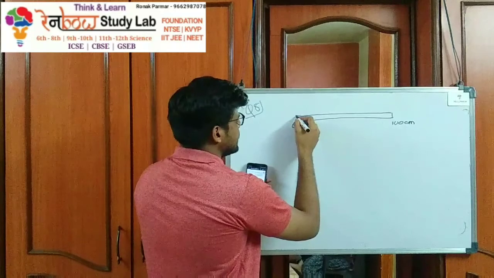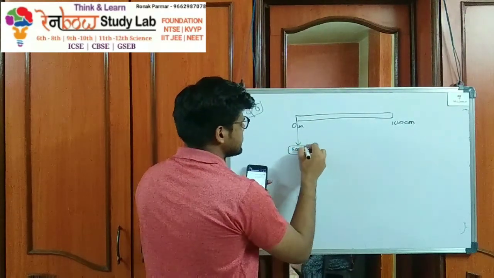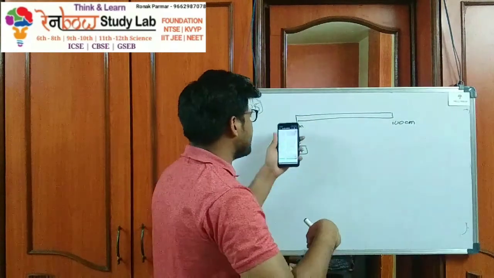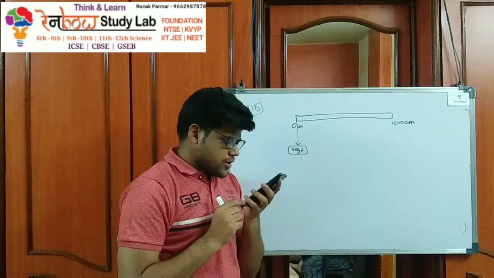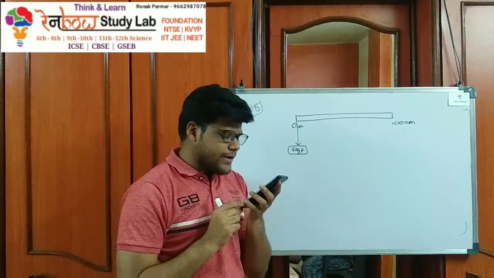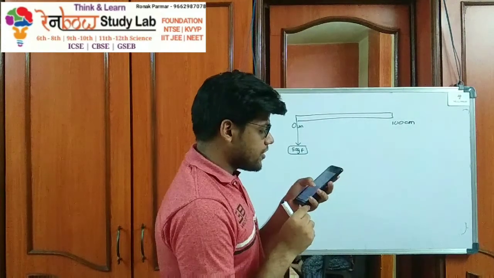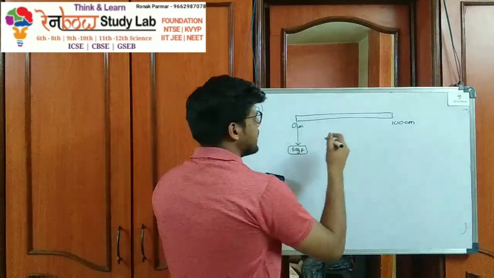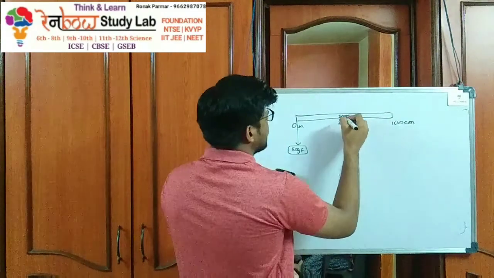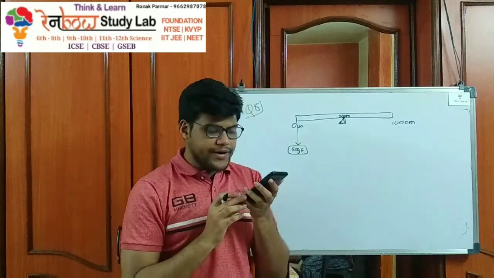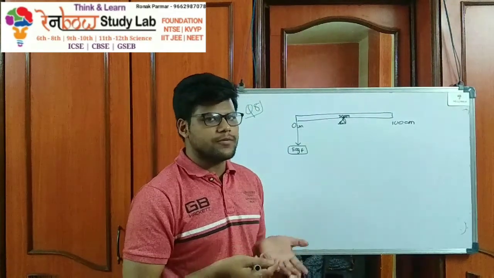Let 50 gf be at this end. 50 gf mass suspended means it is applied at this point. It is attached. Where should a weight of 100 gf be suspended? And a very important point, it is pivoted. Your ruler is pivoted at the center, at 50 centimeter. Now you need to find where we should apply 100 gf so this becomes balanced.